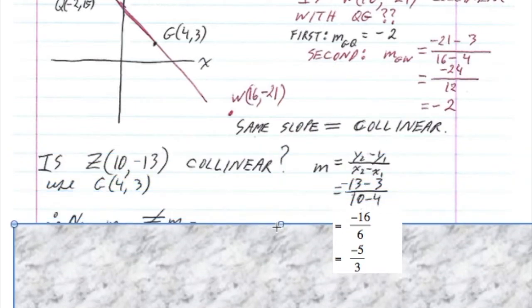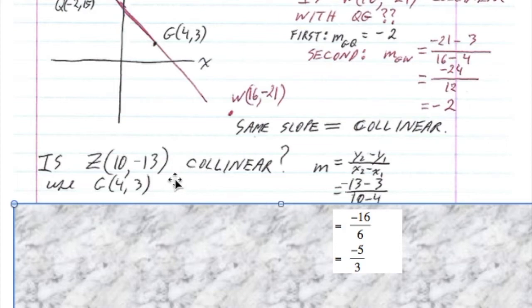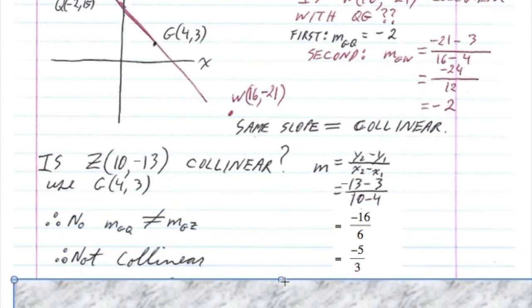Now, if we try with point Z, (10, -13), it's someplace in between G and W. I would do all the same steps. I use my slope formula. I plug in my terms from G, my terms from Z. And you'll notice that when I complete the work, it's still a negative slope, which is what it should be, I guess, but it's -5/3, but not equal to -2, or -6/3. So it is slightly off.